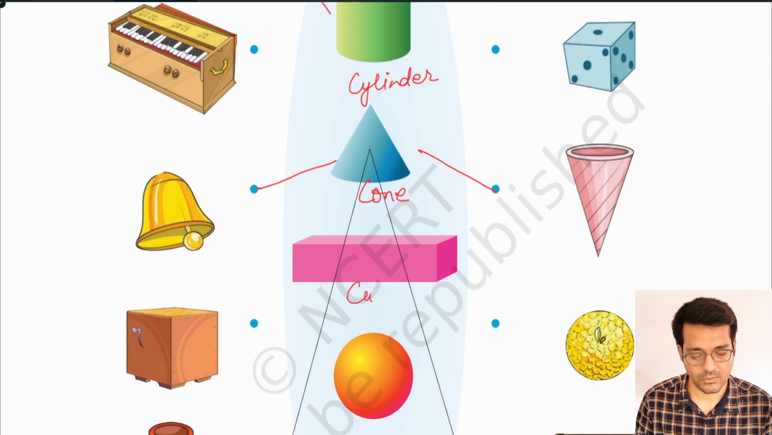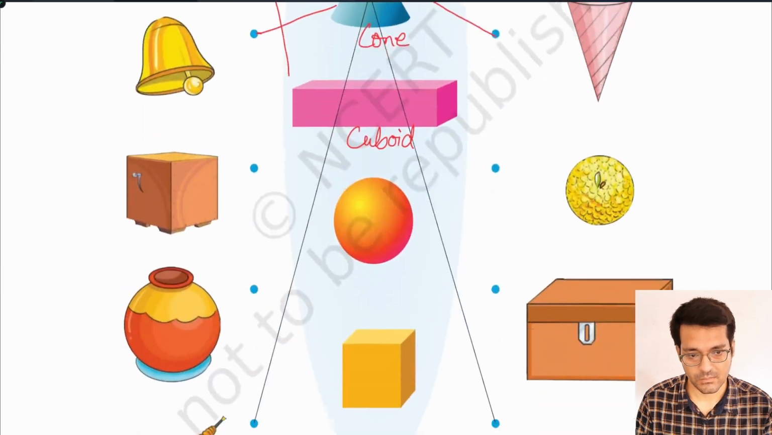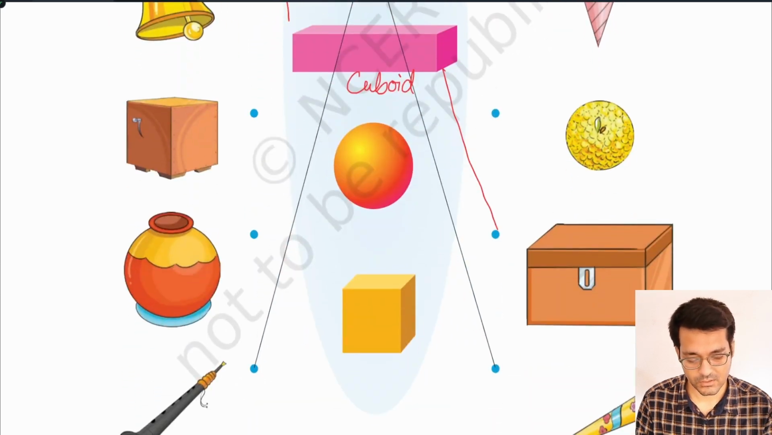Similarly, this is a cuboid, and the harmonium has a cuboidal shape, and similarly this wooden box is of the shape of a cuboid. Similarly, this is a sphere. This orange is spherical in shape, and this ghatam or matka or earthen pot is spherical in shape.